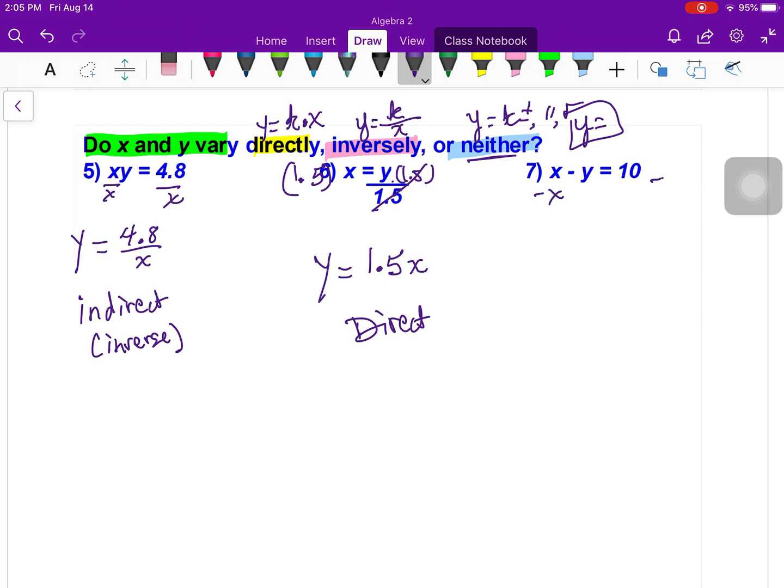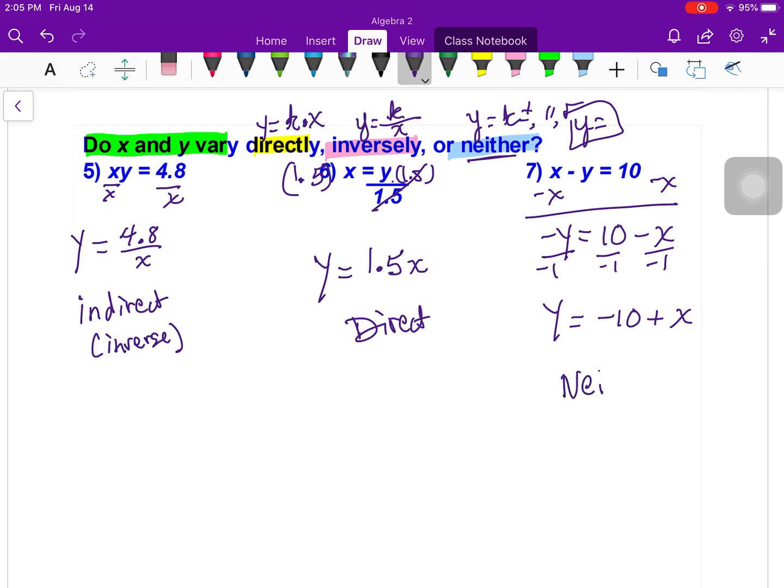I'm going to subtract my x. Negative y equals 10 minus x. Divide each of these by a negative 1. Y equals negative 10 plus x. So this is neither because I am subtracting 10. Indirect means dividing by x. Direct means to multiply by x.